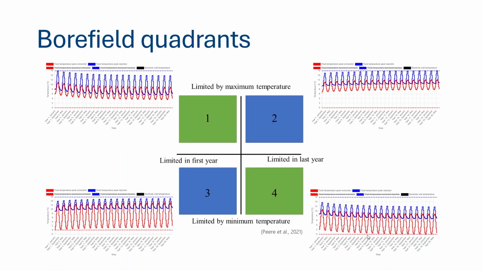When we're limited in the last year of operation, or by the minimum average temperature, it can be beneficial to drill deeper because then the average ground temperature is a little bit higher. So all the lines move up a little bit and we can again decrease our Borefield size or the number of boreholes a little bit. Now if we're limited by the maximum temperature, drilling deeper is disadvantageous because then our ground will be a little bit warmer and this will make the problem with our heat injection even more pronounced. So only in quadrants 3 and 4 is it beneficial to use a deeper Borefield.